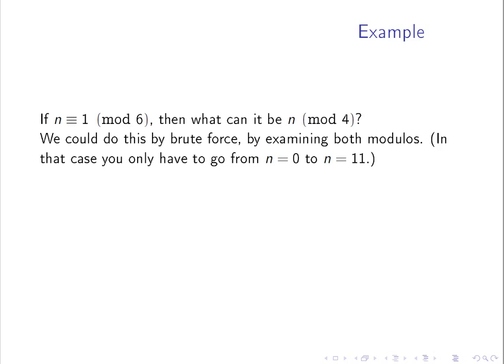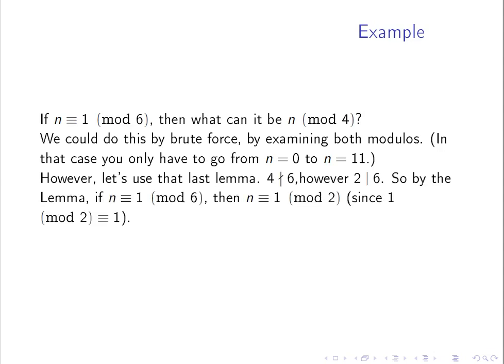We can just look there. That's fine for this particular situation. I will tell you in other situations, don't do that. Those numbers will get really big. So instead, let's use the last lemma. Now, 4 does not divide 6. So you might be like, wait a minute, I can't do this. However, 2 divides 6. So by that last lemma, since n is congruent to 1 mod 6, then n is congruent to 1 mod 2. The 1 stays the same. If it had been 5 mod 6, that would be 1 mod 2, because 5 is 1 mod 2.